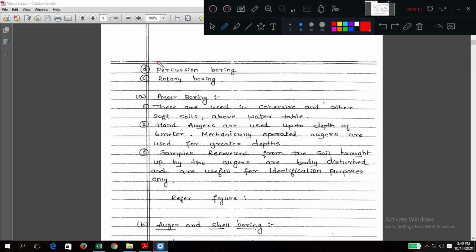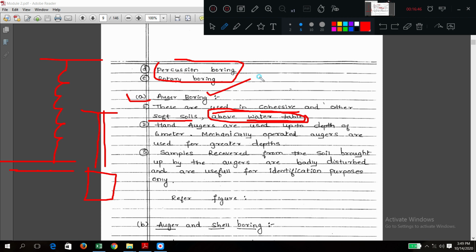Other types are also there. We will see them. First, we are going to study auger boring. What diagram have we seen now? Some helical shape was there, and another one with the trap wall was there, no? So auger boring is generally used for cohesive soil, soft soil, above the water table. But when you encounter the water table, it is not going to give the correct results. So only above the water table is auger boring suitable.